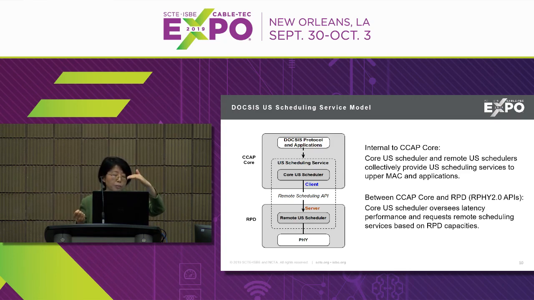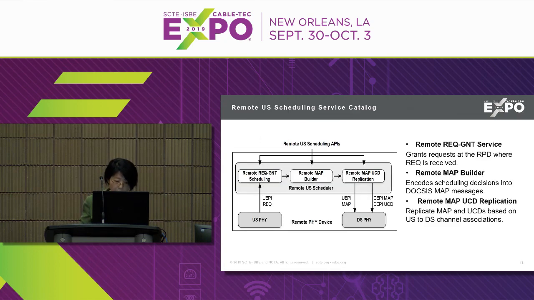Now, in between the core upstream scheduler and the remote scheduler, there will be a new published API. That's a remote scheduling API that will be included in R-PHY 2.0, as Pawel previously mentioned, or added to the existing R-PHY 1.0 spec to make sure of interoperability between different core vendors and RPD vendors. So let's cut to the chase.